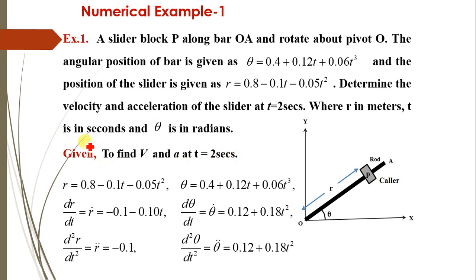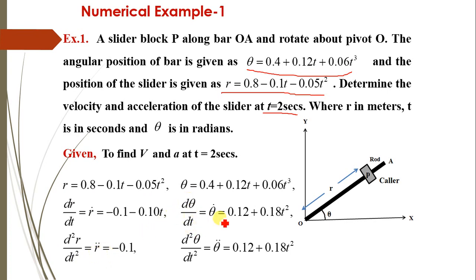So here the expressions for theta and for the radial distance are given in terms of time t for a collar and a rod, and we have to find the velocity and acceleration of the slider at time t equals 2 seconds. Now r equals this expression and theta equals this expression, so taking the derivative of this, dr by dt is r dot, and d square r by dt square is r double dot.